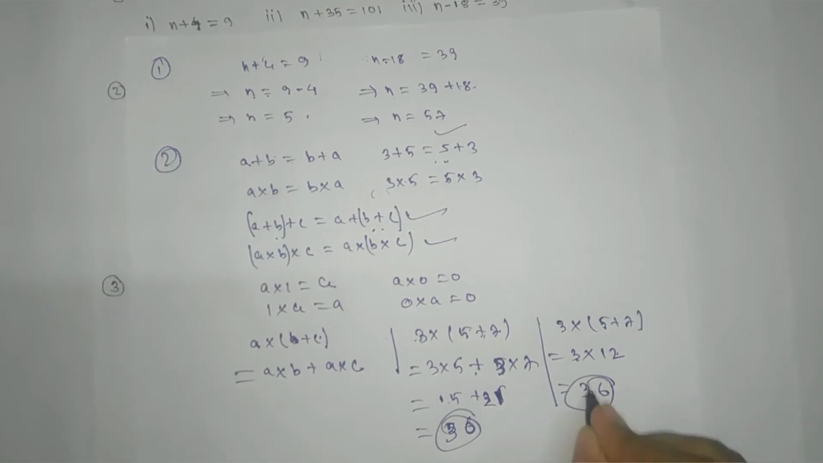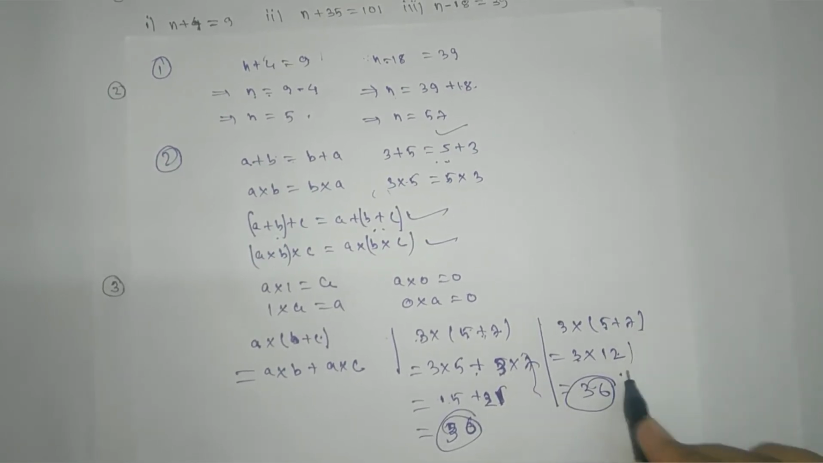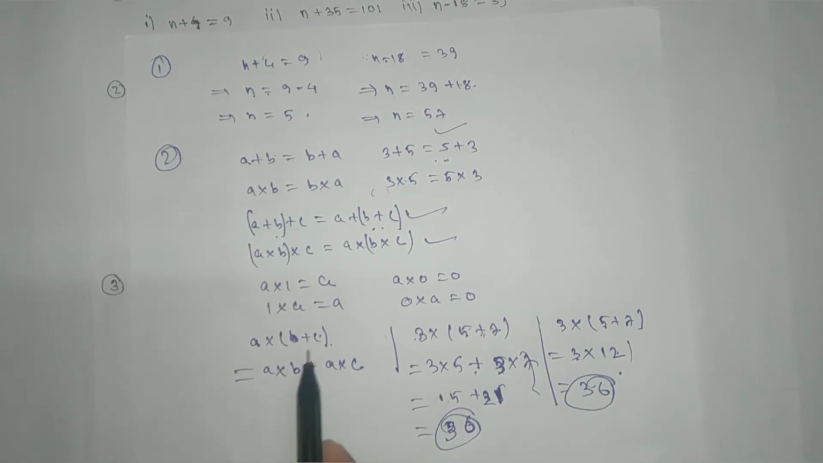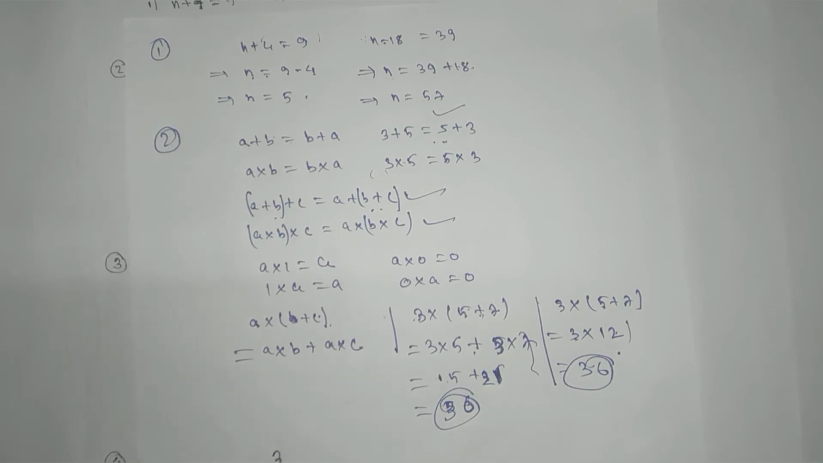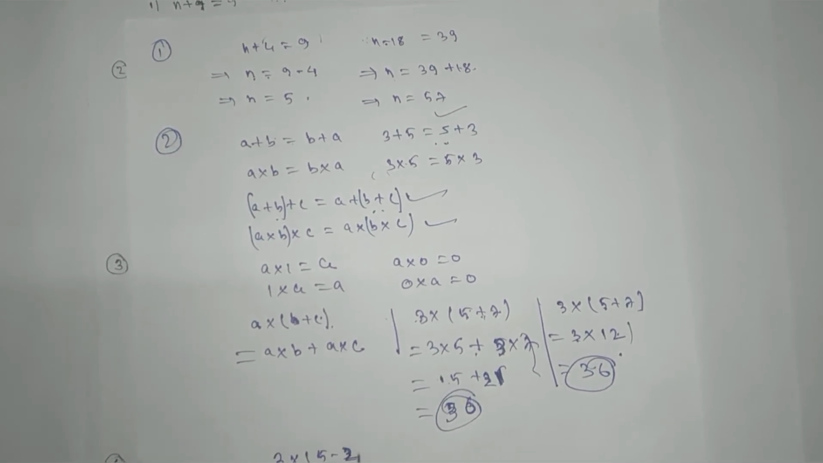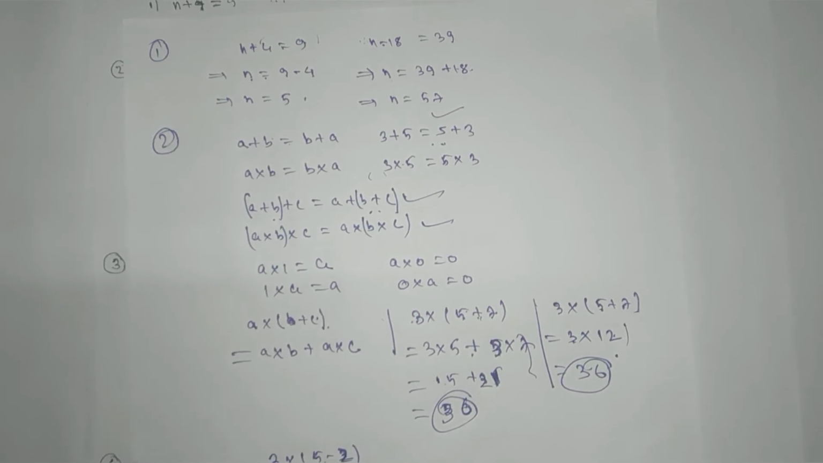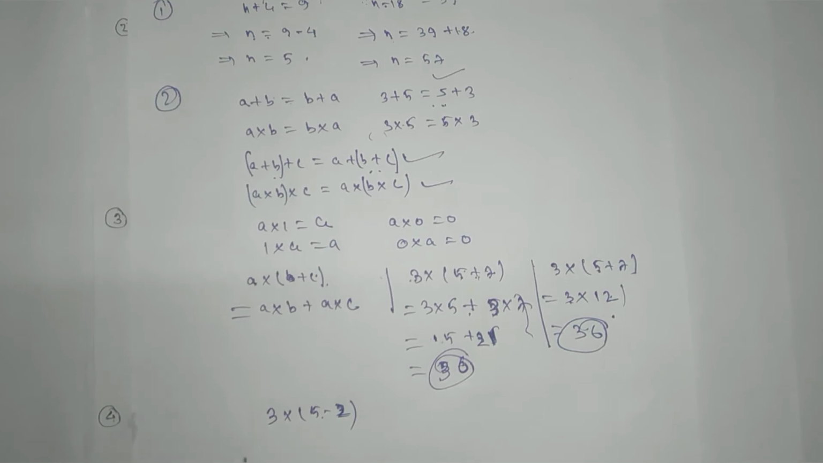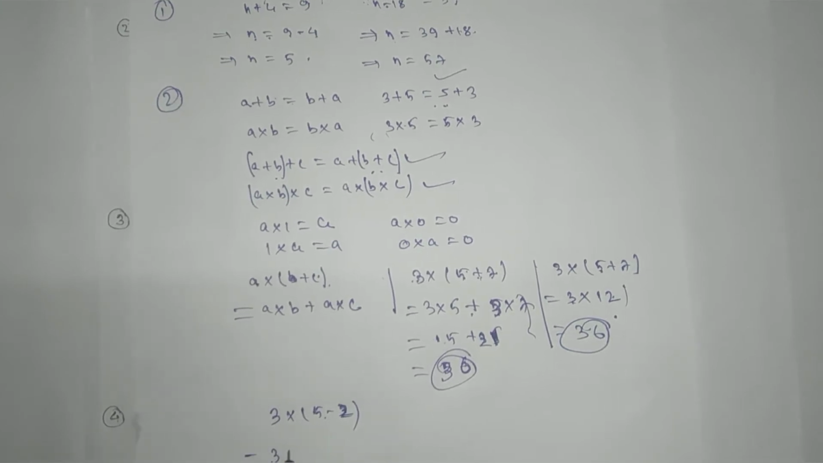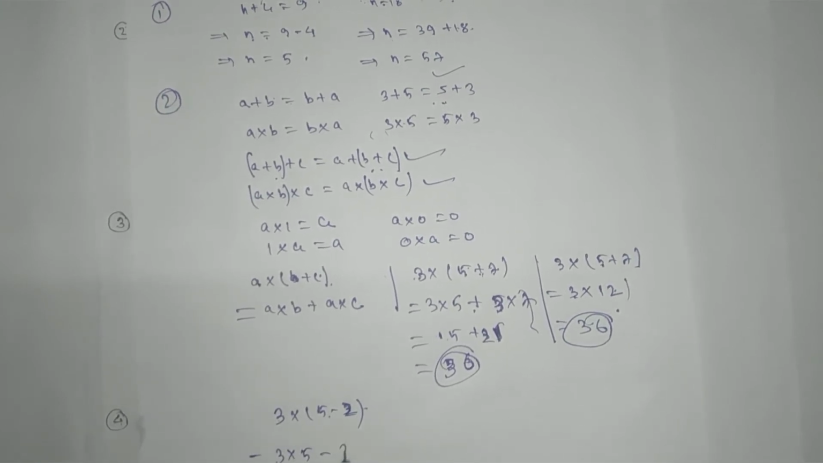Look here, both are the same, but the middle part is not the same. So this is your distributive property over addition. Similarly, if we take the same thing, like 3 into 5 minus 2, there's a minus symbol, then this is your distributive property over subtraction. That means 3 into 5 minus 3 into 2.